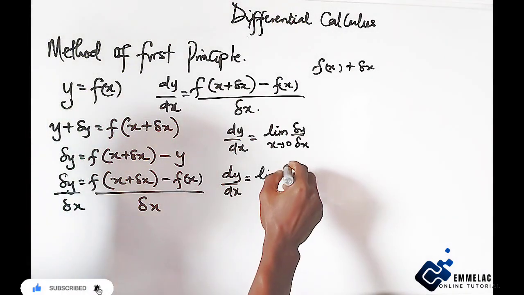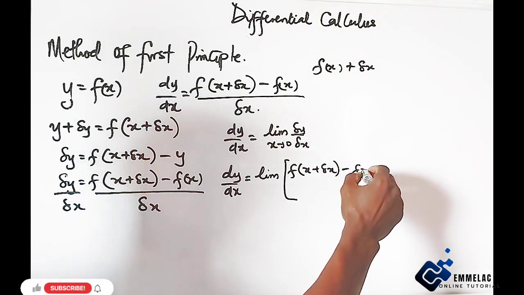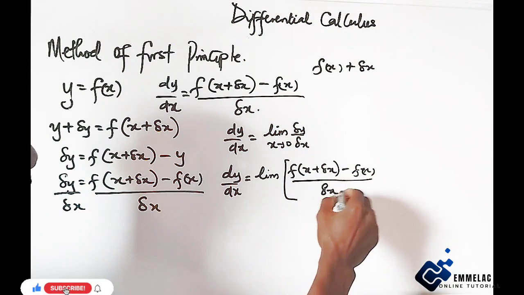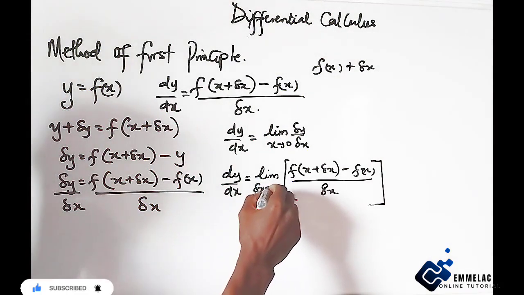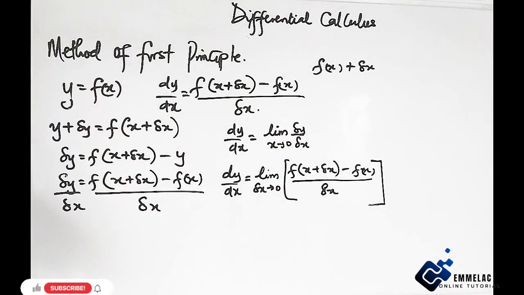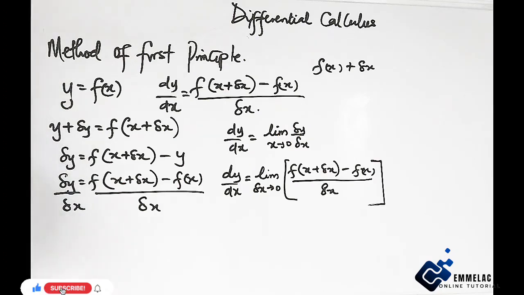So at this point we will now see here f of x plus changing x minus f of x, all over changing x, close bracket, as changing x tends to 0. So this is actually the process of using the first principle for differentiation. The process here is what we call differentiation. From here arriving to this point is what we call differentiation. With this principle now we can use it to solve any differential function in differential calculus.